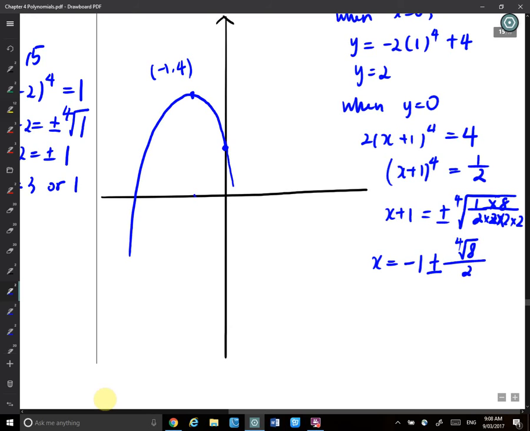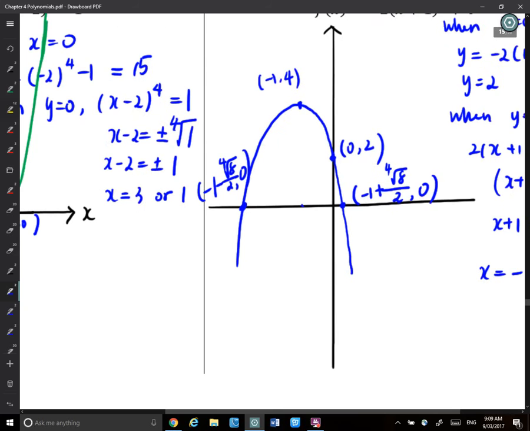So let's say your graph looks like this. You will have (-1 plus 4th root of 8)/2, 0. You have this one is -1 minus that, 0, and you have 0, 2 here. Okay, that's the graph for this one.